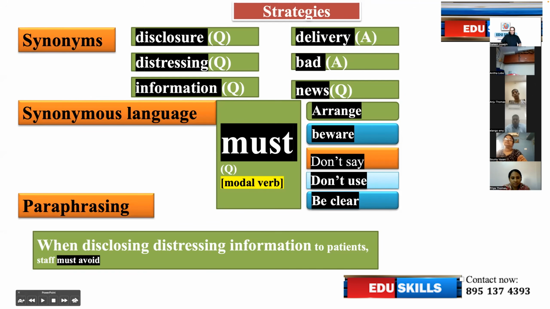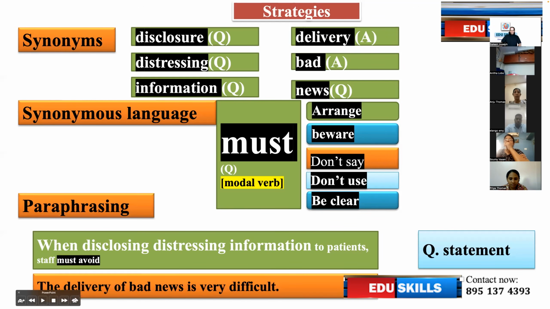Then paraphrasing. When disclosing distressing information to patients, staff must avoid. That is a question statement. And topic sentence says the delivery of bad news is very difficult. See here, disclosing, delivery, distressing, bad, information, news. All these are synonymous expressions. So this is known as paraphrasing. Same sentence presented in some other words. So this is the beauty of the paragraph. Every paragraph, every text, how beautifully that can be understood.